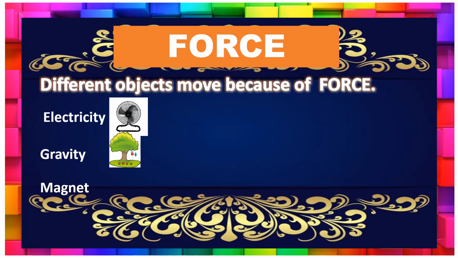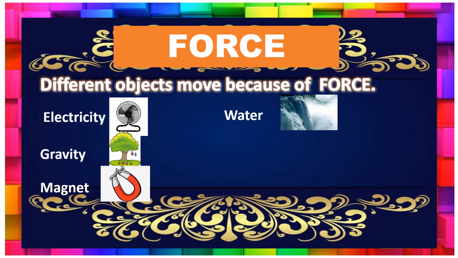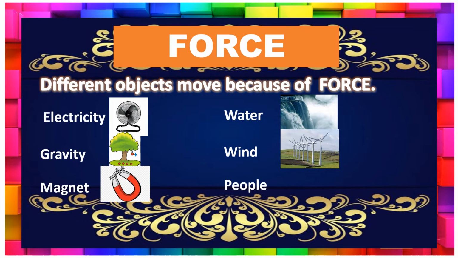Magnet. I know that all of us have seen magnets. This can cause objects to move, but only special metals. Water, like this in the picture. Wind, which is the flow of gases on a large scale that can make things move, like in the picture. Then, people.